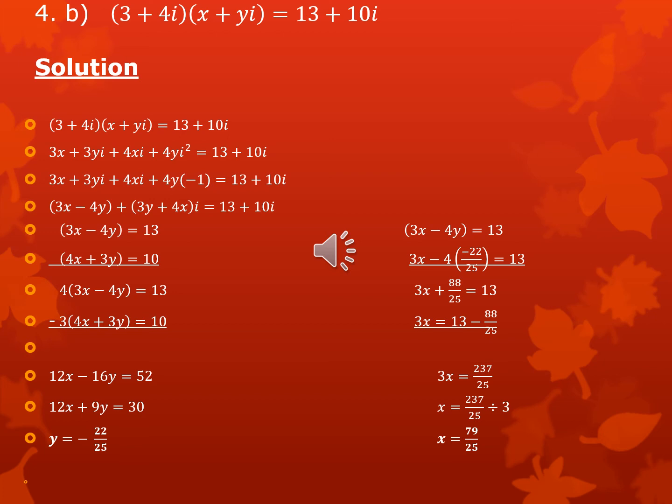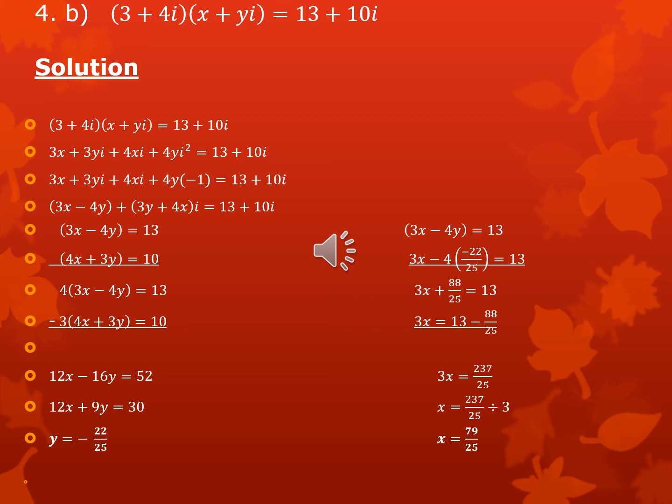And then we have to put together the real terms and the imaginary terms. So that gives us (3x minus 4y) plus (4x plus 3y)i, and that is equal to 13 plus 10i. From there, we'll be equating the real part with the real part on the right hand side. So we get 3x minus 4y is equal to 13, and equating the imaginary parts from both sides, we get 4x plus 3y is equal to 10. Now we have two equations with two variables, which means we have to use simultaneous equations to solve.